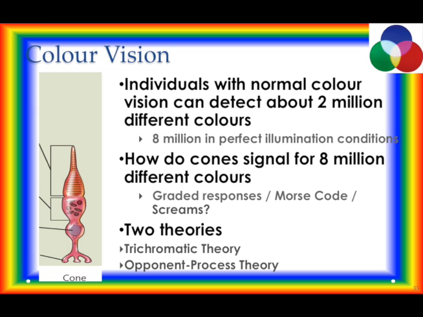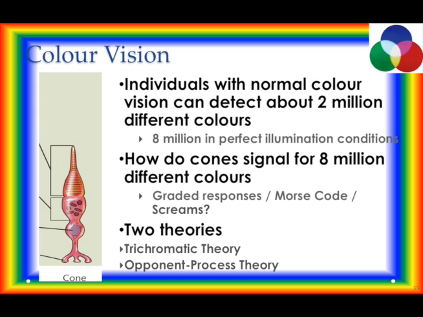Basically, with normal color vision, we can detect about 2 million different colors. Pretty exciting. And if there's really, really good illumination, you can see even more variation in color. So how do we do this? It's fascinating. We're still figuring it out. We have graded responses, which means greater or lower responses with different levels of light and different colors.